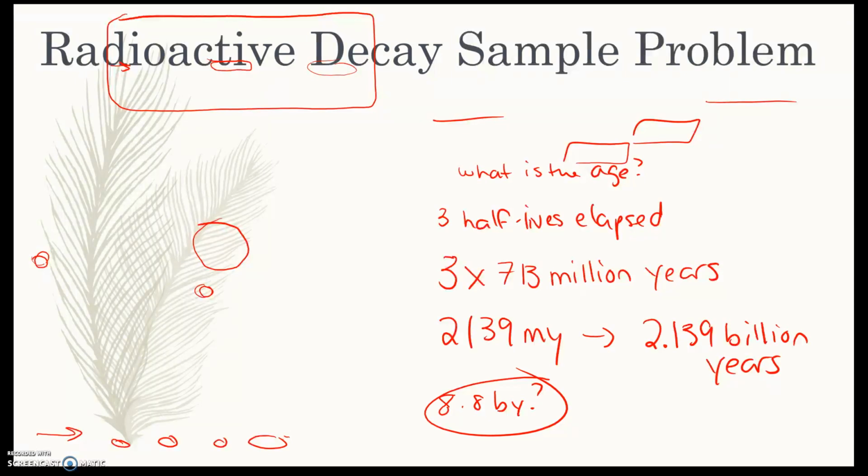But if we have something like 8.8 billion years, that's probably not going to make too much sense because that's older than the age of the Earth. We might assume that something went wrong with our sampling, or we might assume that something went wrong with our experiment, and we might want to repeat it. Okay, so that is a pretty quick sample calculation to walk you through how you approach this kind of problem.